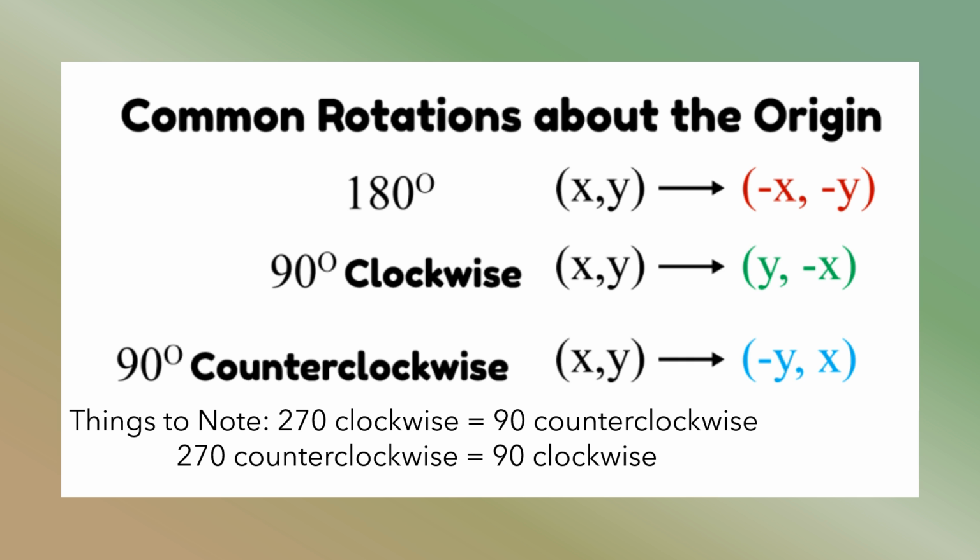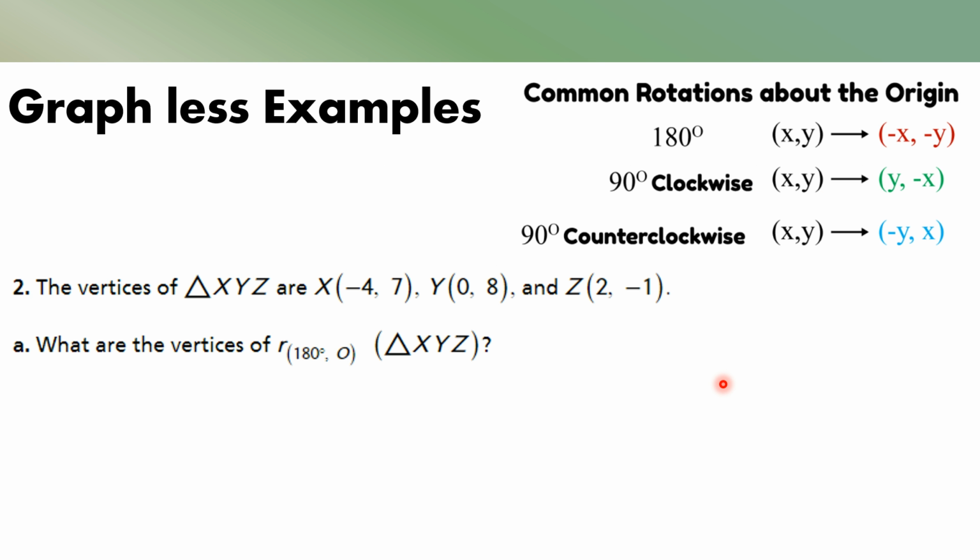These are the common rotations as you've seen on the one handout that you should have at this point. Basically, these are pretty easy to remember. Things to note about this slide: 270 degrees clockwise is the same as -90, and 270 counterclockwise is the same as 90 clockwise. You'll see that on the notes as well.